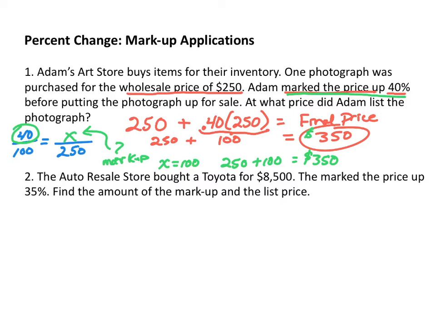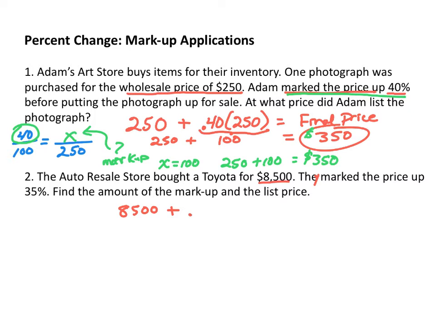All right, let's try the second one. The auto retail store bought a Toyota for $8,500. They marked the price up 35% to find the amount of the markup and the list price. Okay, this is very similar to the one we did before. They're asking us to find the amount of the markup and the list price. The last one, we didn't have to find the amount of the markup, but we did. So they bought it for $8,500, so that's the original price. They're marking it up, so we're adding.